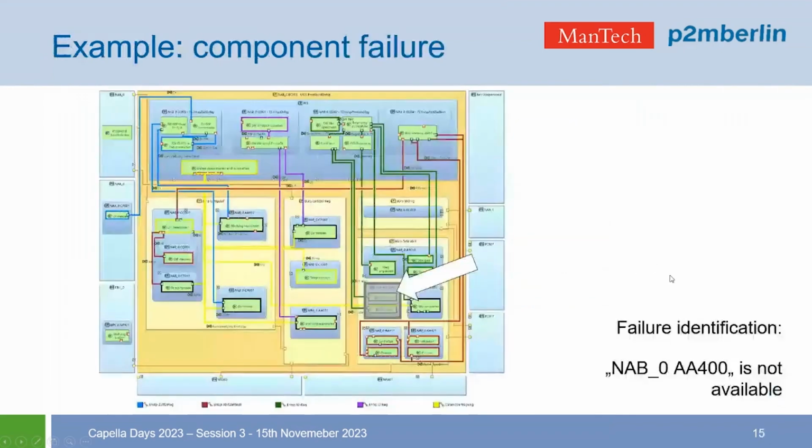And there you go. Let's dive into our example. The model we used is a sludge drying plant. We produced this model for one of our customers. And for this component failure analysis, we consider the component named NAB_0AA400, which is a valve. And as you see, it is grayed out in our physical architecture blank, in which you can also see all the functional chains that we consider during the nominal operation of this system.